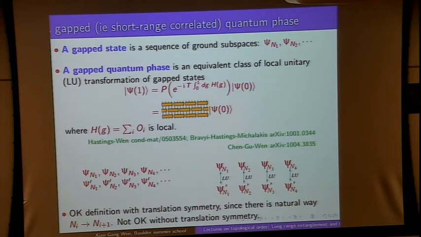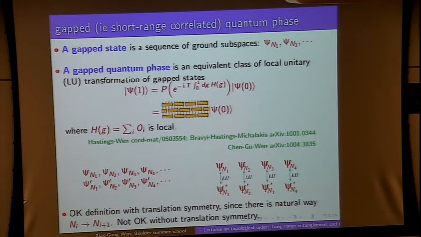No, I think you do require this local unitary relation for every n. However, there's one drawback in this picture. What do you mean by the system with size n3 or n4? The sizes are different. Usually, if you have a translation symmetry, then enlarging the system is very natural. You just enlarge the system, adding a few sites. There's a natural way to do so.